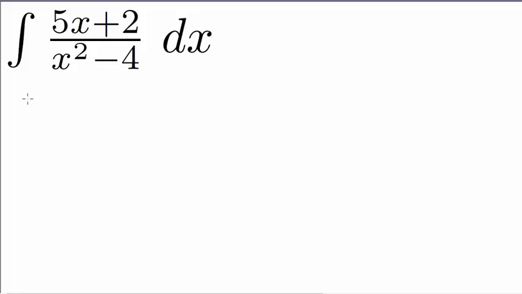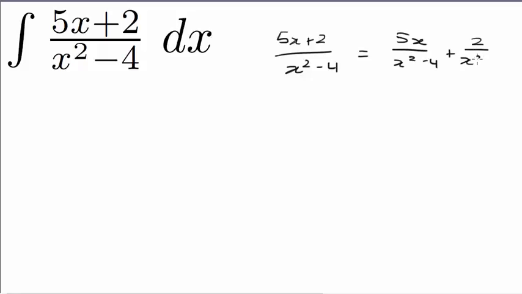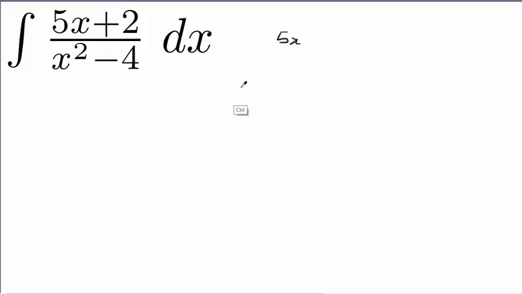So how we tackle this is we split the integral, just like how we can split a fraction. We can split 5x plus 2 on x squared minus 4 into 5x on x squared minus 4 plus 2 on x squared minus 4, right? And by splitting the fraction, we can also split the integral, because if the integrand has a sum, then we can split that integral into two separate integrals that are being added together.